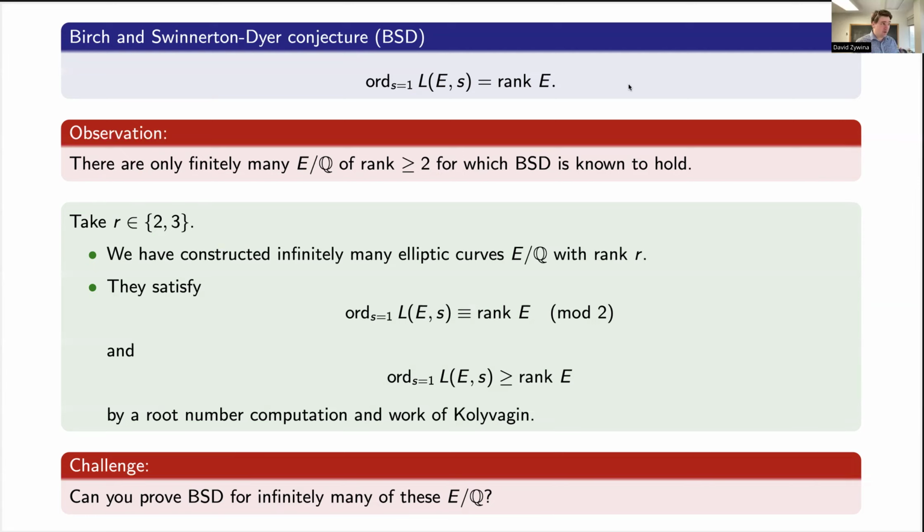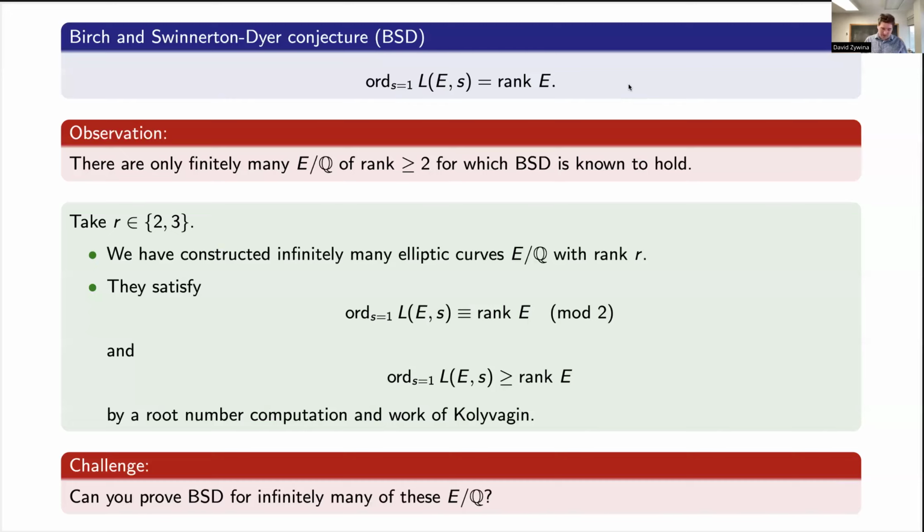For rank 0 and 1, we know lots of cases of BSD. Bhargava and Skinner have shown that for more than 50% of curves over Q, BSD is satisfied. But for rank at least 2, we only know finitely many cases where we just happen to have computed both sides. Now, what you can do is take rank 2 and 3, and in this talk, or at least suggested, you can construct elliptic curves with rank r equal to 2 or 3. Since you know the rank and you can compute the root number, you get the parity conjecture. At least BSD is true mod 2.